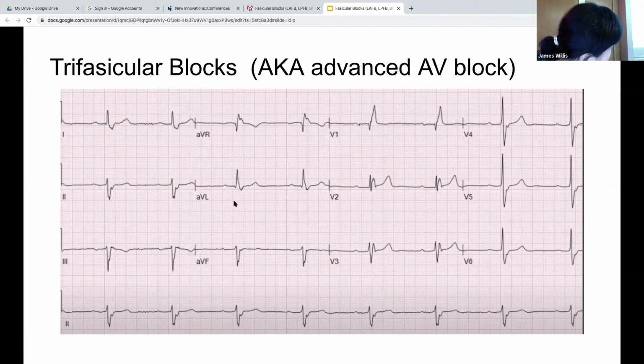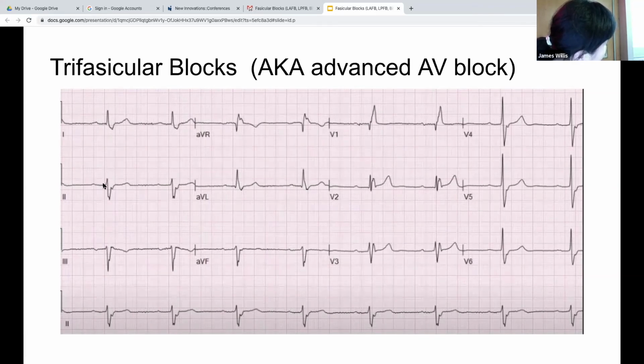Next, let's look for the axis. So again, we have left axis deviation here, very negative in these inferior leads, very positive in these high lateral leads. You also have a right bundle branch block. I'm not going to go through the criteria because I'll run out of time, but you can see the RSR prime morphology and these prolonged terminal upward S waves. And then you do have the morphology for a left anterior fascicular block.